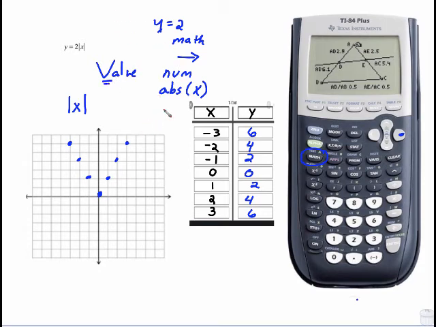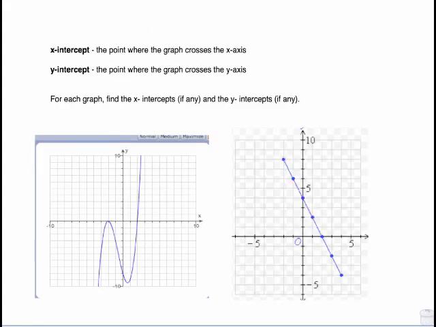So those were just a few of the examples to show you how to get started with your graphing calculator if you don't know how. We will go over more of those in class. So one other thing in this lesson is the idea of x and y intercept. And x and y intercept are exactly what they sound like.